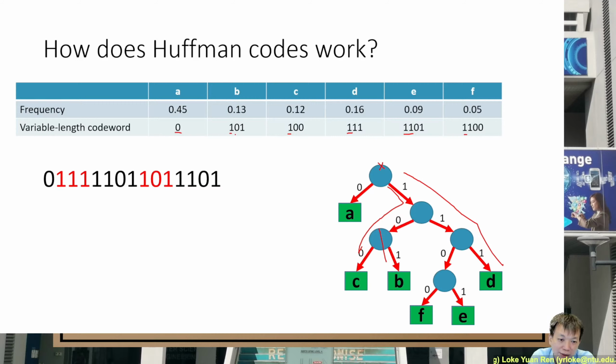Then if you move to the left, there are only B and C, but only B is 101 and only C is 100. So it will be very unique. After you receive 3 bits, you can determine whether it's B or C. If it's not B, not C, definitely it's 1 something.